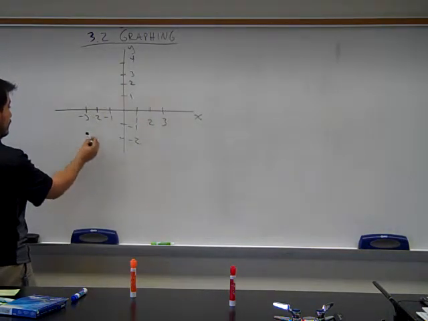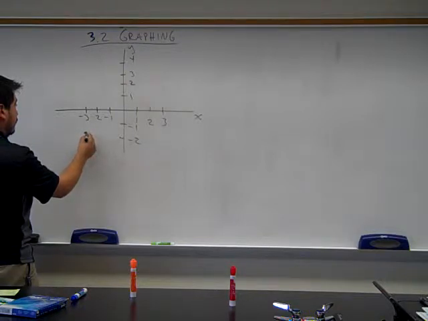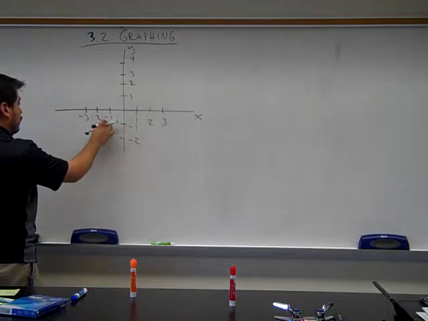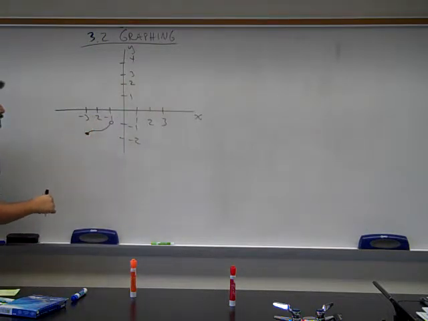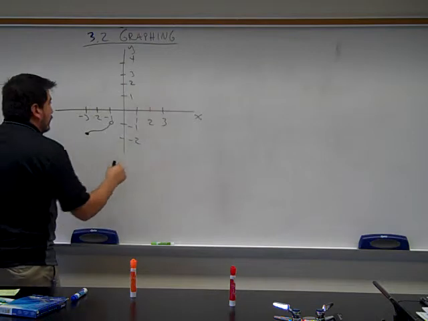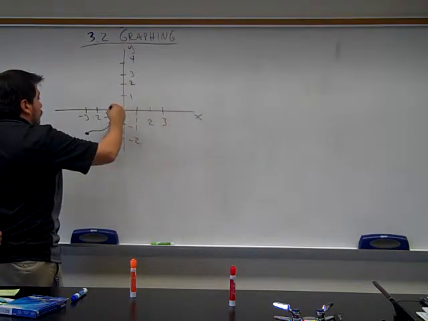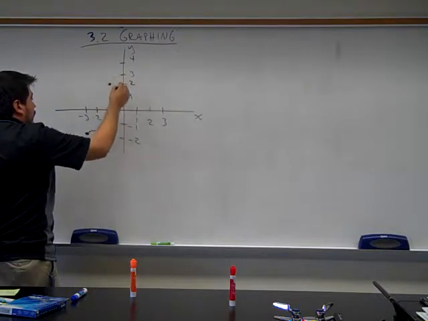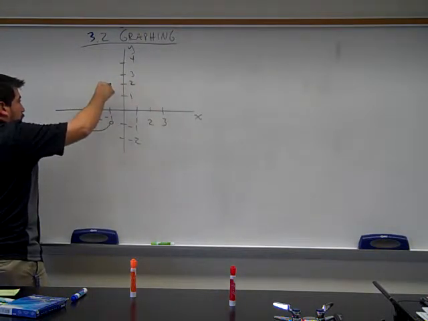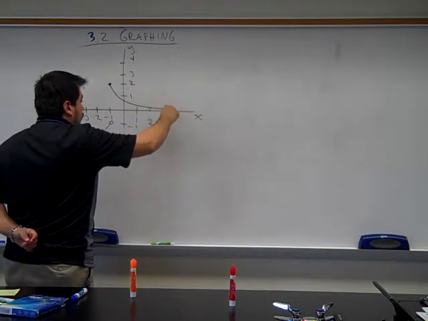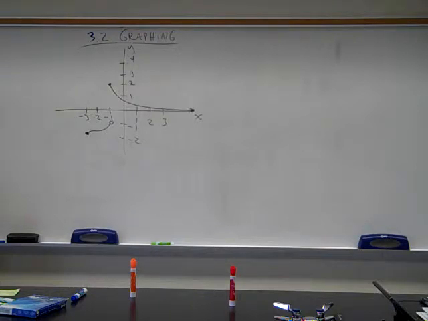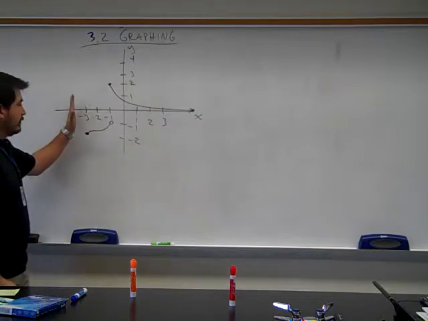So let's start down here, and maybe this thing looks something like that. And so let's say we have a graph that looks something like this. Okay, to find the domain, it's the same idea. You go from left to right.